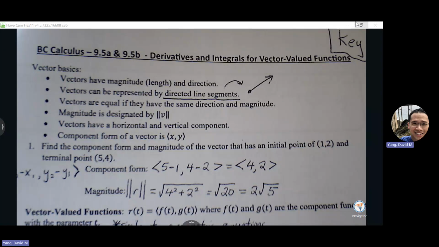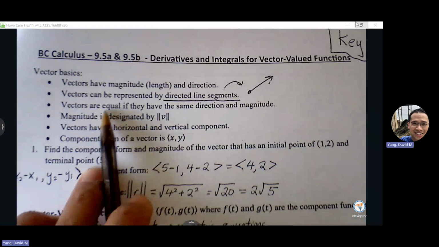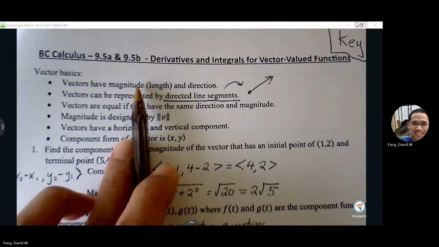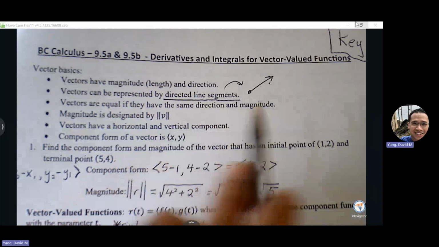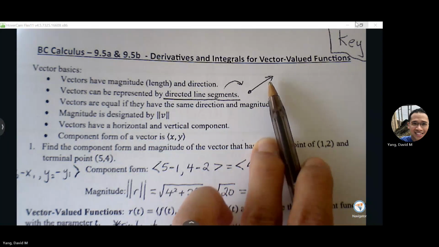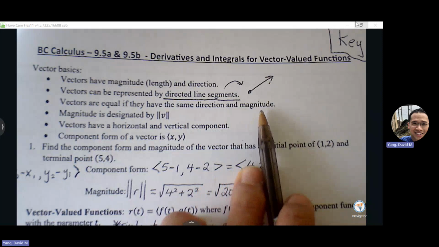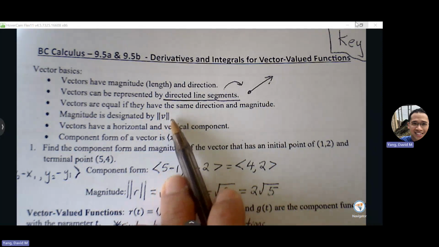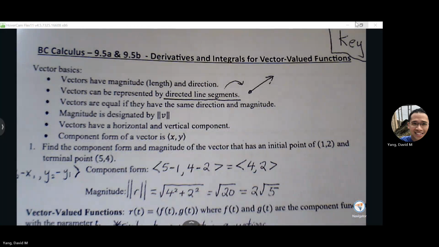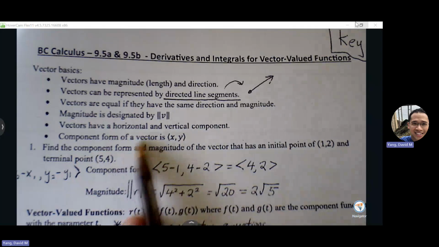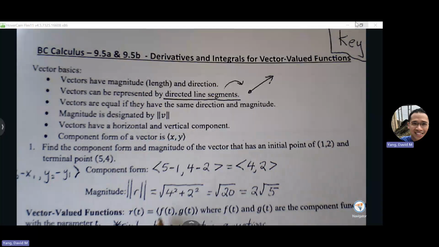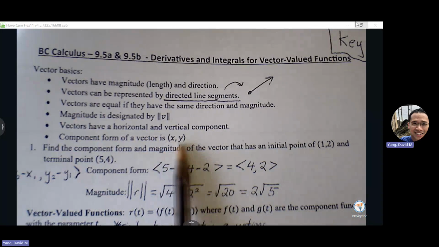Okay, so vector basics. Vectors have magnitude and direction. Magnitude is referring to length. Vectors can be represented by directed line segments, so we can have a length with an arrow to indicate where that vector is pointing. Vectors are equal if they have the same direction and the same magnitude. Magnitude is designated by these vertical bars around v. Vectors have horizontal and vertical components, just like what we saw with parametric. And the component form of a vector is with these angular brackets, so bracket x, y.